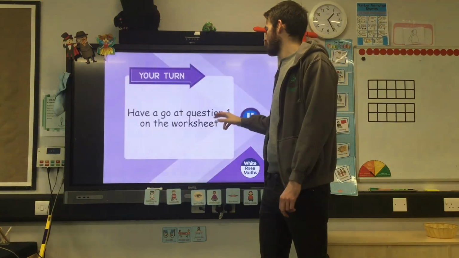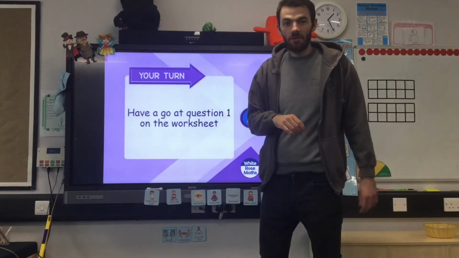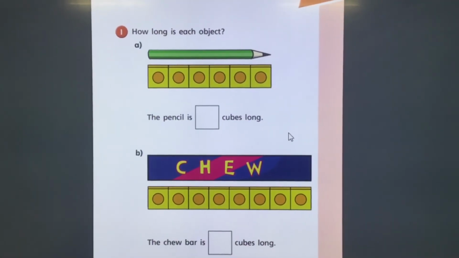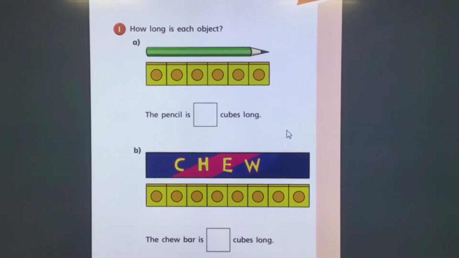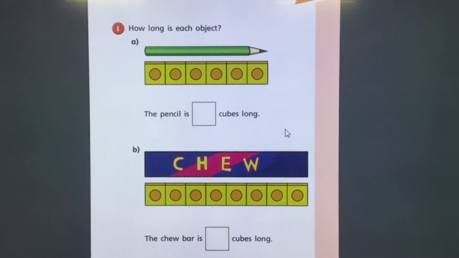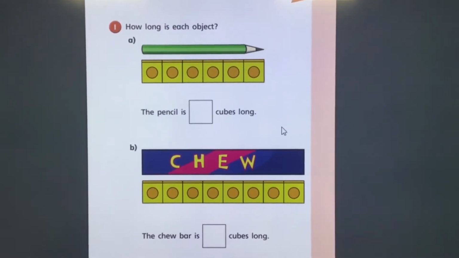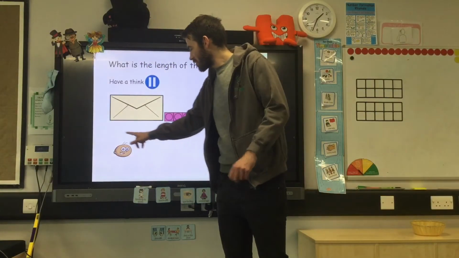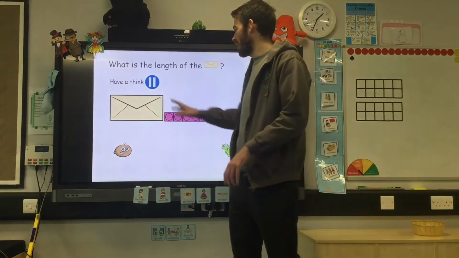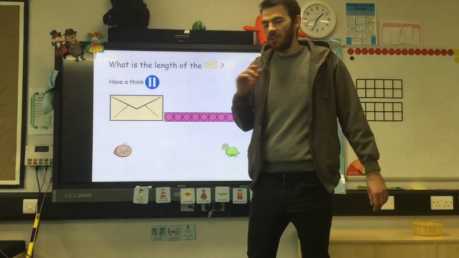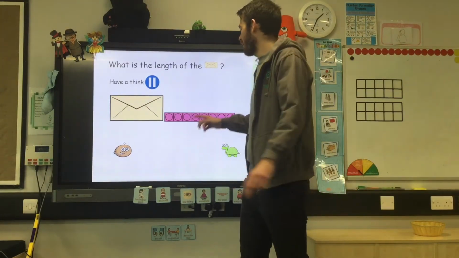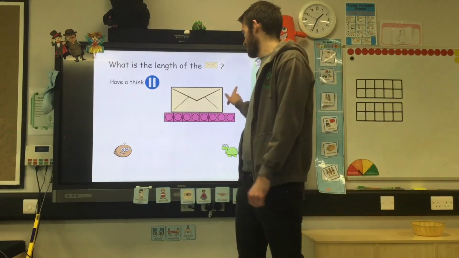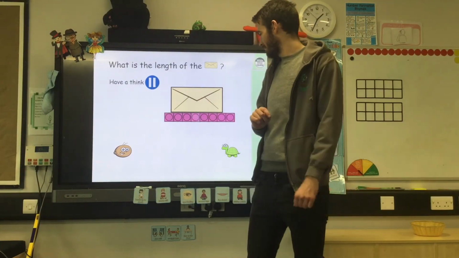Excellent. Now it's your turn to have a go at question 1 on the worksheet. For question 1, you simply need to measure the length of each object by counting the cubes. There are 4 different objects for you to measure. So here we're going to watch the boy try and solve this problem. We have an envelope and he's going to try and measure it using the cubes. So the first thing he does is he moves the envelope to the cubes to measure. He then counts them.